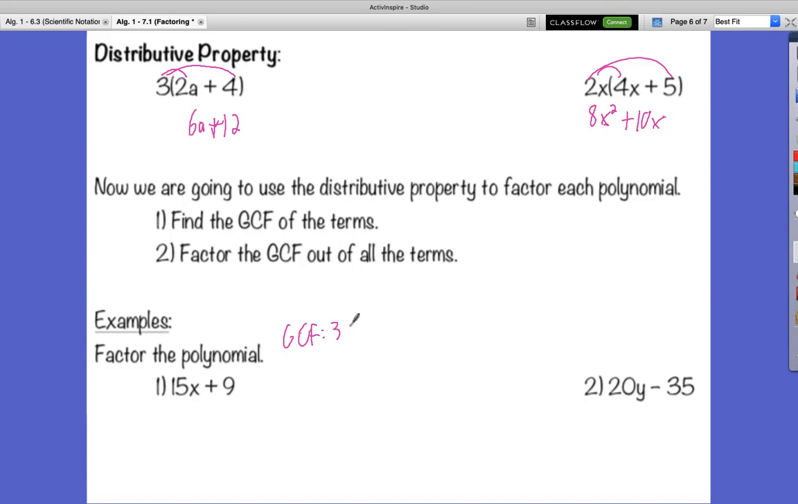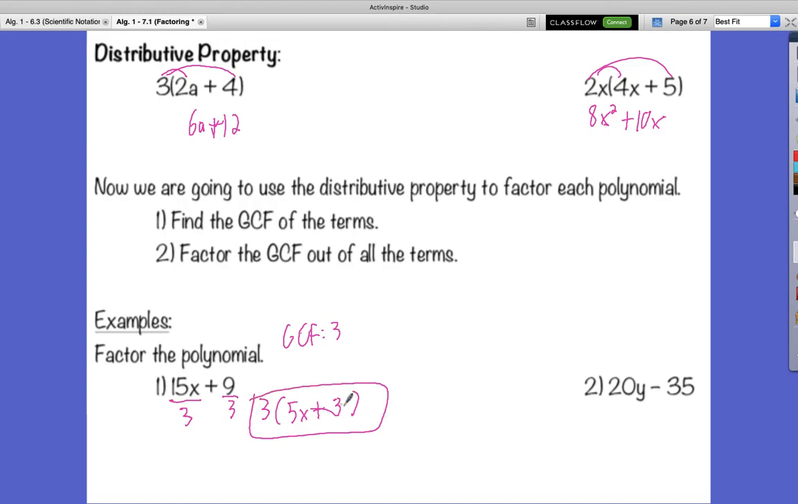Now I'm going to take that GCF and put it outside the parenthesis. So I'm going to make a parenthesis here, and put that 3, the GCF, outside. To figure out what goes inside the parenthesis, I'm going to take each of these terms and divide it by our GCF. What is 15x divided by 3? 5x. The plus sign stays plus. What is 9 divided by 3? 3. So I end up with 3 times the quantity 5x plus 3.